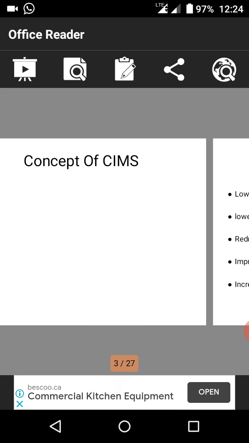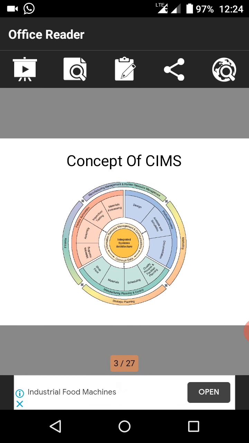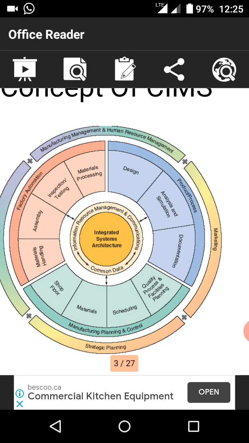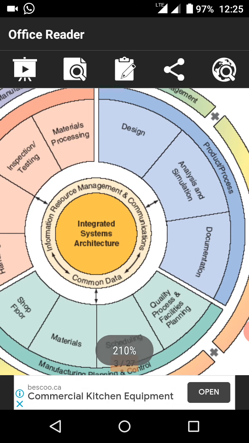Next, what is the concept of CIM? What are the different concepts of CIM? Here in the diagram, the different concepts of CIM are given. First one is part and product design. Next one is tool and fixture design. Next, process planning, production planning, machining, assembling, maintenance, quality control, inspection, storage. So these are under the concept of CIM, computer integrated manufacturing system. One by one we'll see.